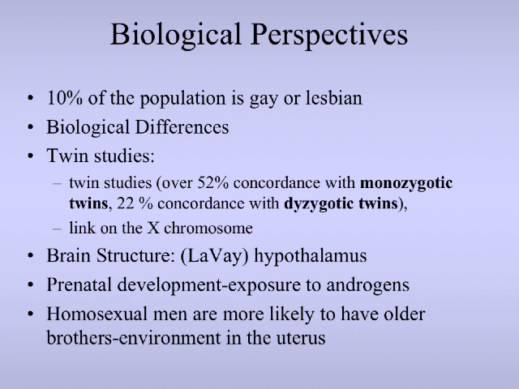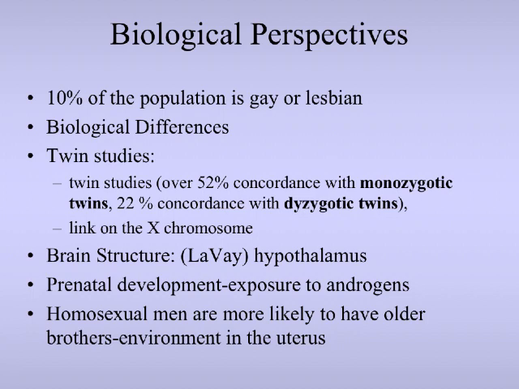Brain structure, this is another area that we have looked at for a biological explanation. Do we see differences in the structure of the hypothalamus? And in Simon LeVay's work, we do see differences between gay men and straight men in terms of the structure of the hypothalamus. Prenatal development. We find that some women who have been exposed to androgen during prenatal development may influence or impact the sexual orientation of their children.